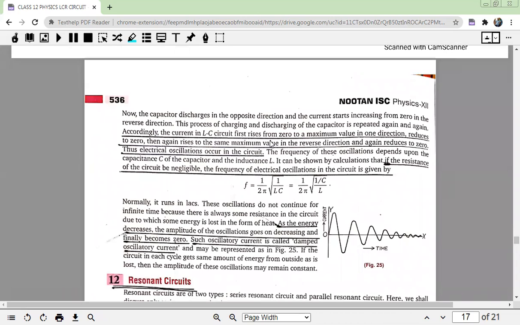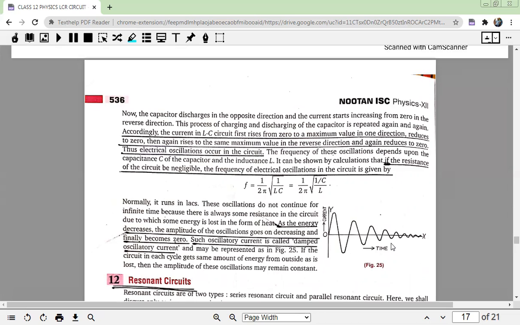Accordingly, the current in the LC circuit first rises from 0 to a maximum value in one direction, reduces to 0, then again rises to the same maximum value in the reverse direction and again reduces to 0. But it will rise to the same maximum value only when there is no resistance. If there is some resistance, then there will be continuous loss of energy and the graph of current versus time will be like this.